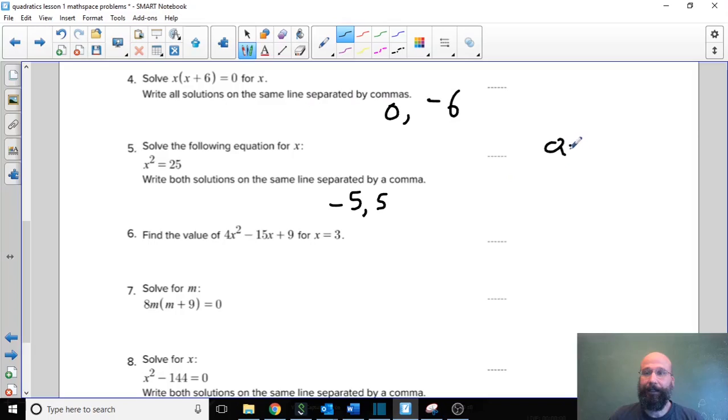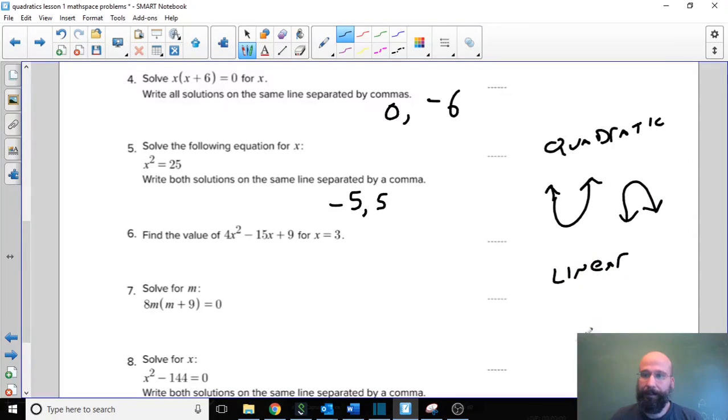And since you can't see it, a quadratic always looks like this or this, right? It's a curve. Linear is a line. What we were doing for most of the year, working with lines, whereas a quadratic is a curve. So this goes back to the first problem.